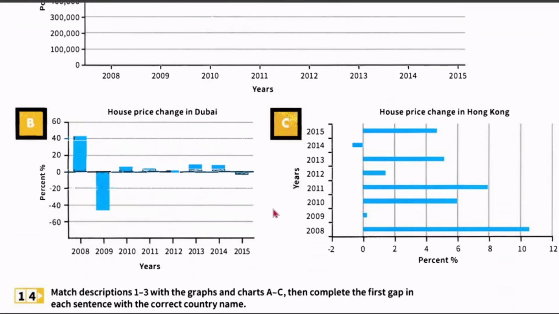And again, in the year 2013, there has been a slight increase in the house price in Dubai. Then again, say house price or the percentage increased or decreased of the house price. Do not add change here. And also, in 2013, there has been a steady house price percentage change. Again, compared to 2014, the house price change in 2015 has slightly decreased.